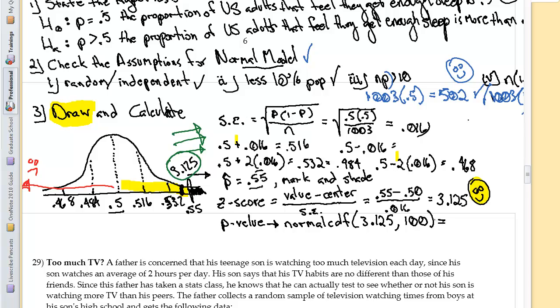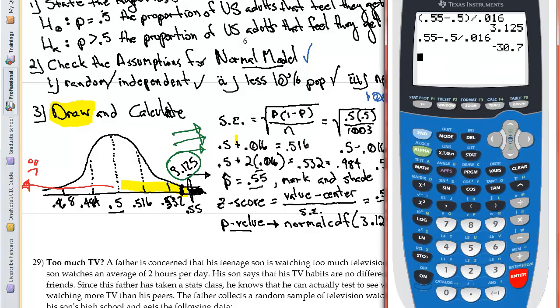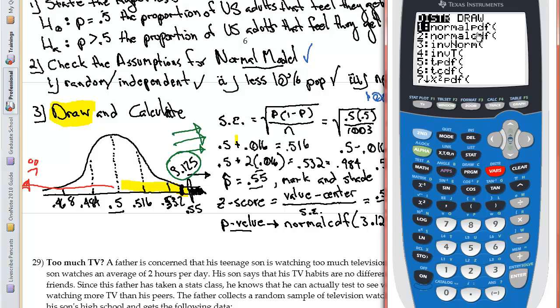Alright? And this is a one-tailed test, so the p-value is just going to be this single number that I get right here. And I do need my calculator for that. So I'm going to open up a calculator, right? And so here's where I'm going. I'm going to second distribution, because I'm using the normal distribution. Normal CDF, you'll see is number 2. I'm going to put my lower bound in, which is going to be 3.125. Enter. My upper bound is going to be 100, you know, or 1 million, or whatever it is your professor wants you to do. In our class, we use 100.